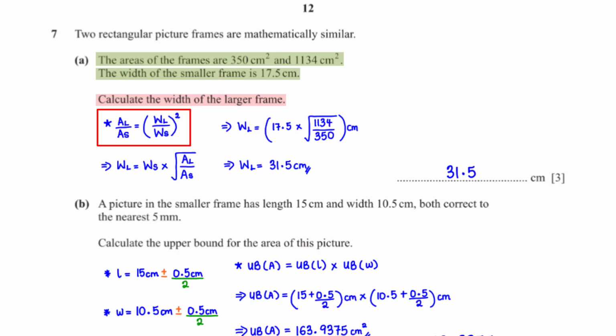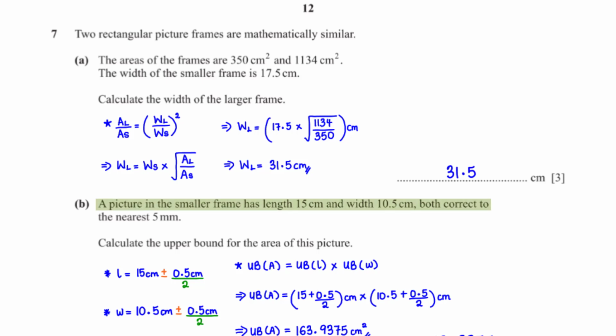When we make the width of the larger frame the subject, this is what we have. WS is 17.5 centimeters, AL is 1134 centimeters squared, and AS is 350 centimeters squared. When we type this into the calculator, we get 31.5 centimeters.